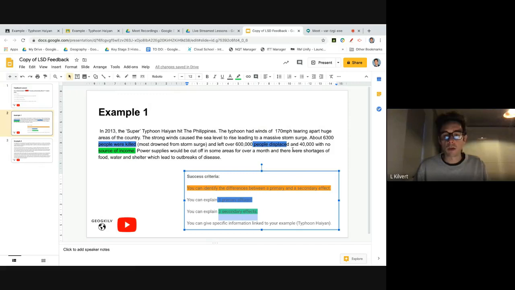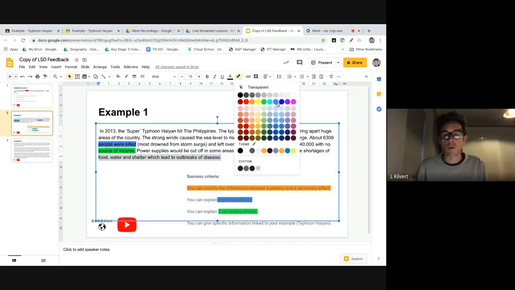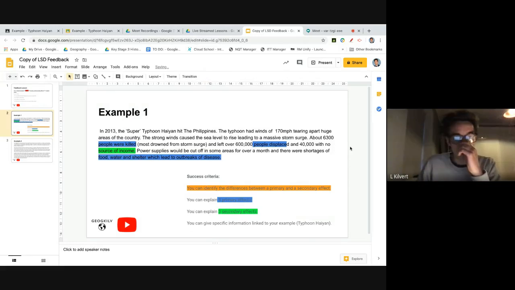Power supplies will be cut off for over a month, and there were shortages of food, water, and shelter, and outbreaks of disease. Now, again, I know we're saying that it was cut off for a month, but I would say that that's still a primary effect. So for me, within this answer, it's clear that the person doing it knows that there are impacts and effects of a tropical storm. But what's not 100% clear is that they know the difference between the primary effects and the secondary effects.